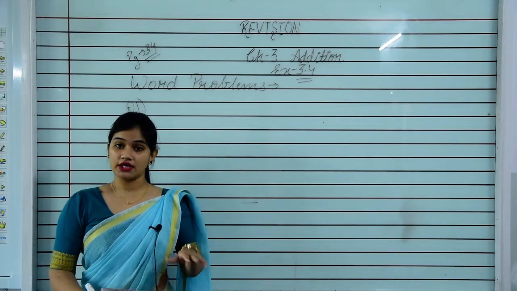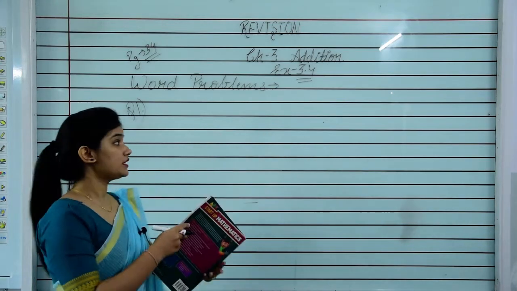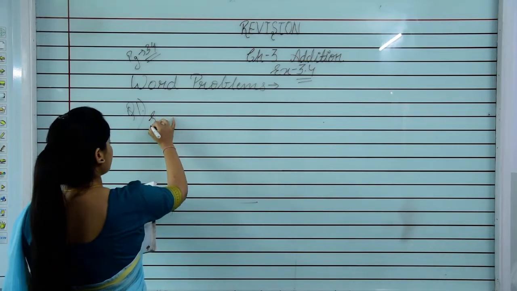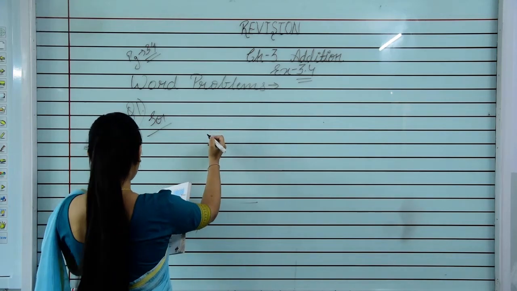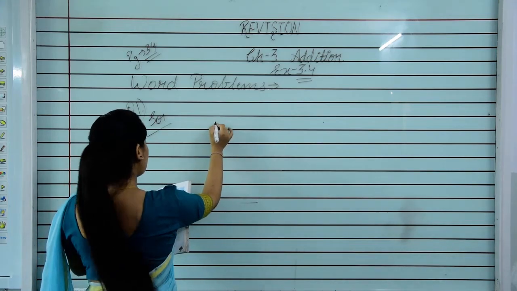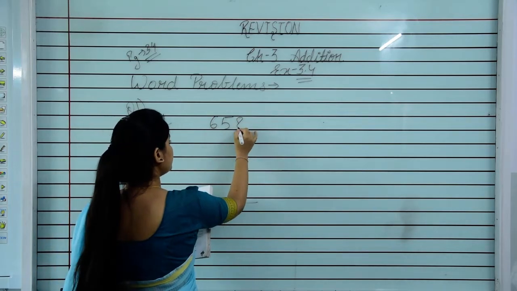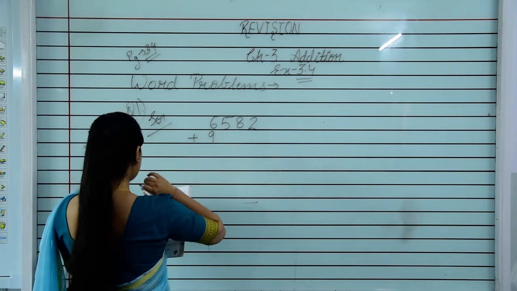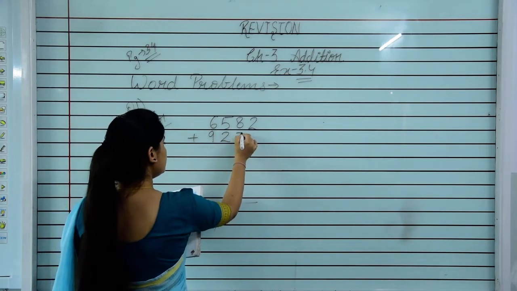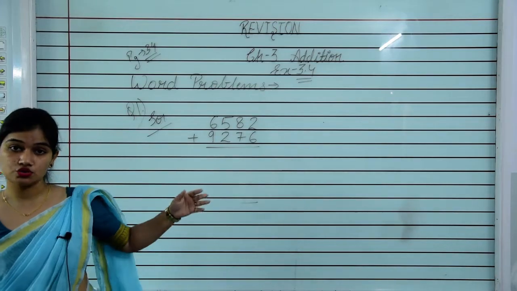Children, more than is coming, it means what we have to do? We have to find the addition. What do we have to find? Addition. So, what we have to do in this question? We have to add the first number, the first number is 6582 to the next number, and the next number is 9276. We have to find the sum of these two numbers.